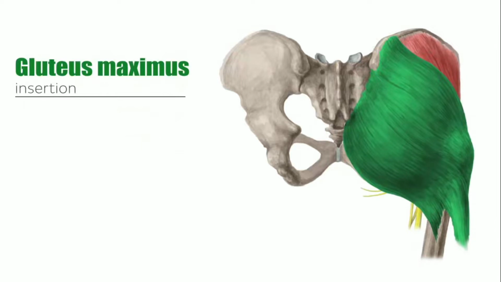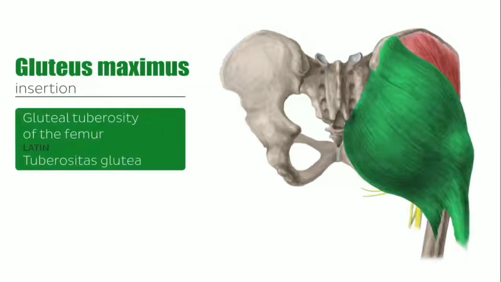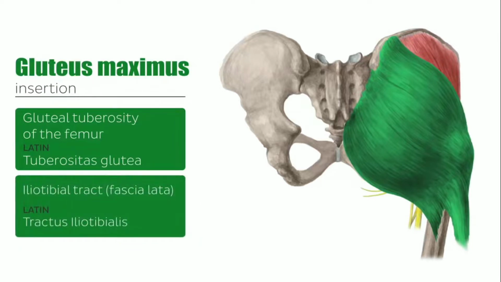The caudal fibers will insert at the gluteal tuberosity of the femur, while the cranial fibers go over to insert on the iliotibial fascia, the iliotibial tract, on the fascia lata. You can see a piece here of the gluteal muscle that will be connecting to the iliotibial tract. Keep in mind that the iliotibial tract is a strong fibrous band on the outside of the thigh, inserting at the lateral condyle of the tibia.